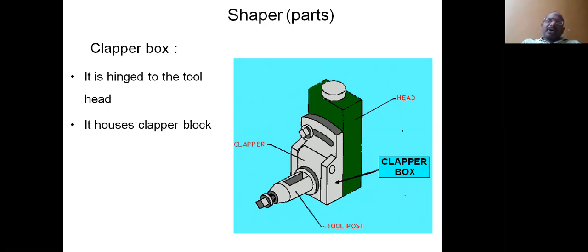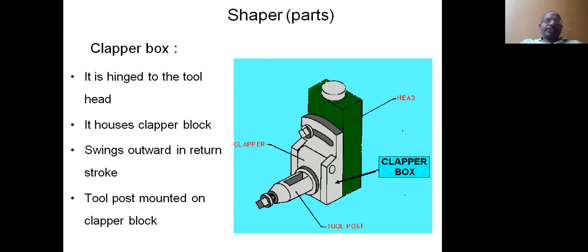The clapper block's function or purpose is to mount or to hold the tool post. This clapper box swings outward in the return stroke. That is the major function of the clapper box. The tool post is mounted on the clapper box, so whenever the clapper box swings, the tool post mounted on it also swings during the return stroke. Because of the swinging, the cutting tool jumps over the job in the return stroke.